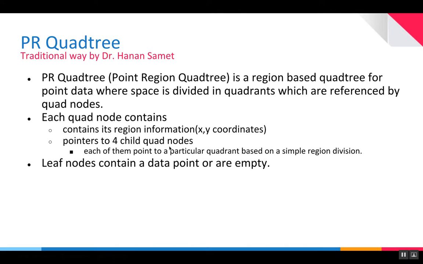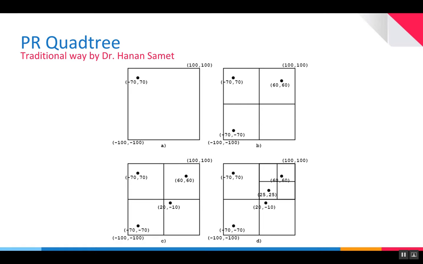This is the algorithm provided to us by Dr. Hanan Samet. Now let's look at the implementation of the algorithm. You have the point -70, 70 first inserted into the parent quad node. Upon the second point, -70, -70, we divide the quad node immediately into four quad nodes, and we proceed based on that. If you look at the last point, in subfigure D, you have 60 and 25, 25. So even when a second data point comes in, we immediately divide the quad nodes.